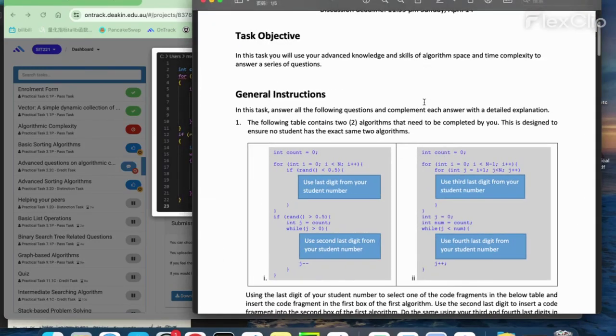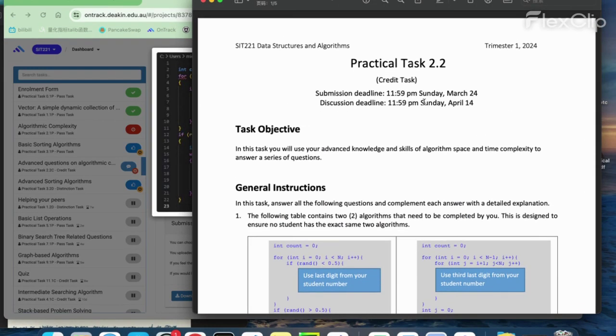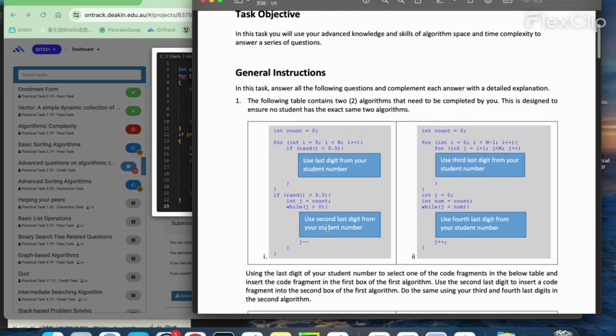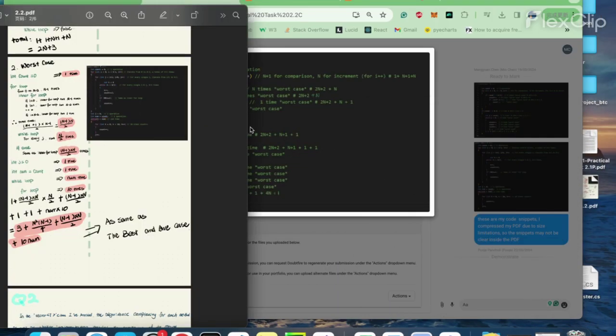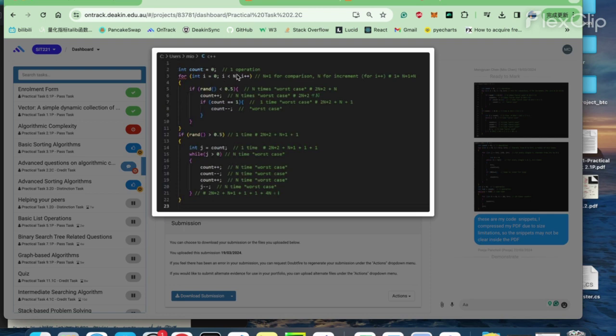Okay, I'm going to demonstrate my task 2.2. Firstly, we need to count the operations for the two different algorithms. This one is my first algorithm. We start by counting the worst case first.